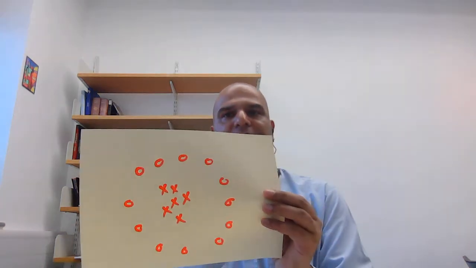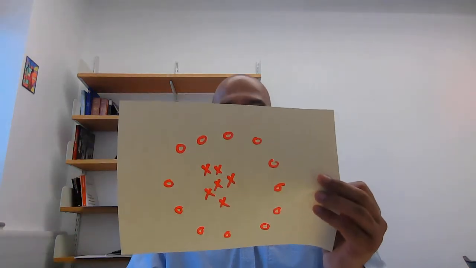Okay, so let me take another piece of paper. Let me draw some points on top of it. Okay, so there are going to be some X's, okay, and then there are going to be some O's. So this data set is not linearly separable, right?